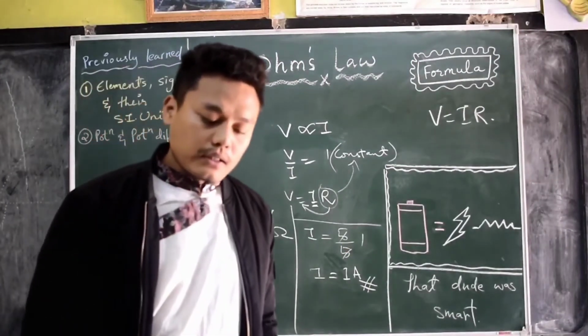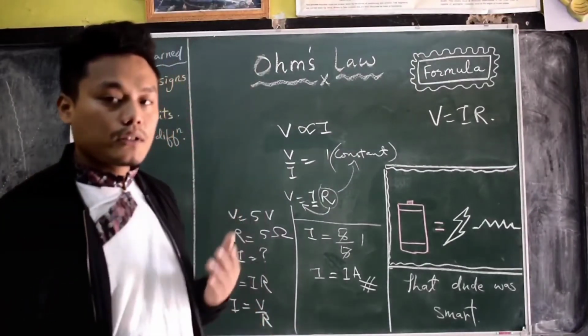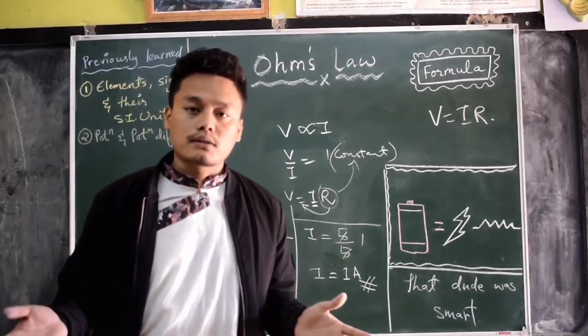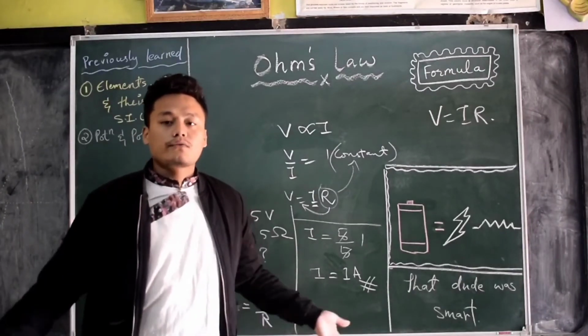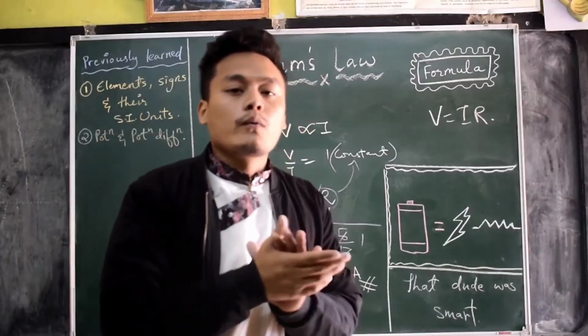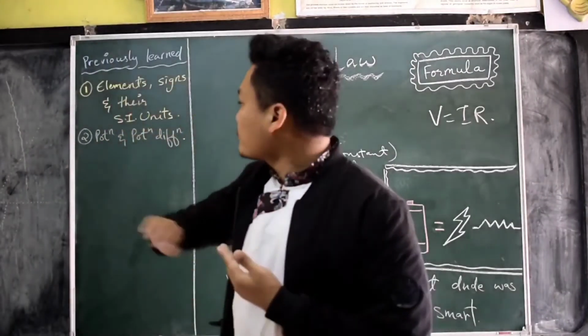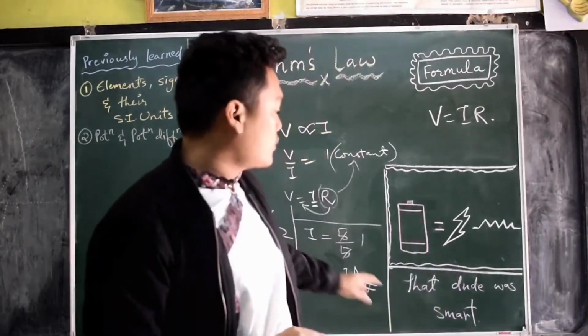Okay, similarly if we want R, we have to rearrange the formula again, then put in the values, then you get the answer. Okay, V equals IR, no need for further rearrangement of the formula. Okay, so potential difference, elements in sign and SI unit. Now the third thing of Ohm's law.